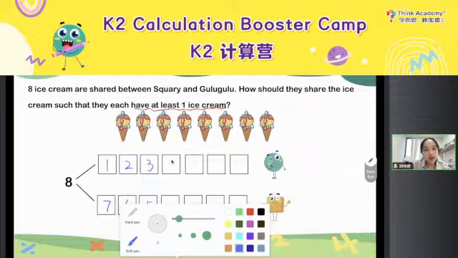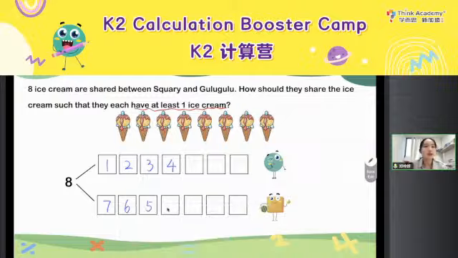So if I have 4 ice creams for Glue Glue, how many for Squarry? Wow, this time I cross out 4. I still have 1, 2, 3, 4. That is 4 remaining. So for this time, they get the same amount of ice creams. All right, so it is fair to all of you.